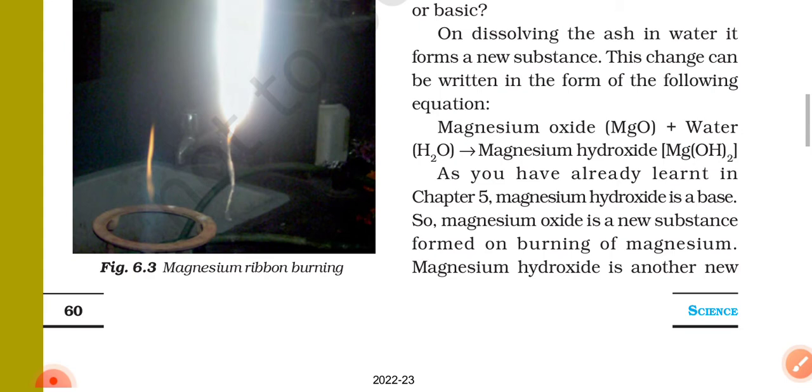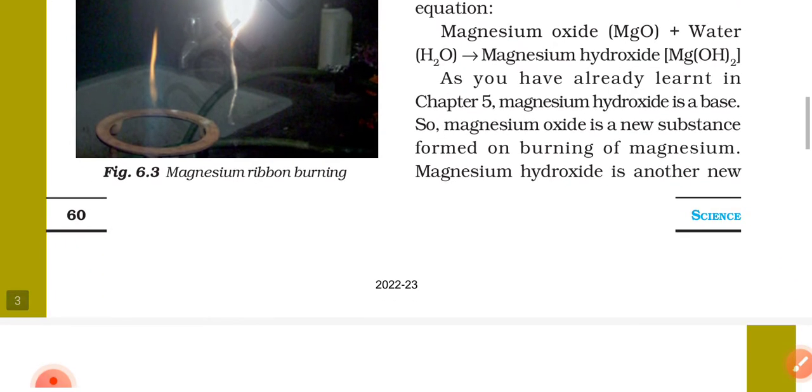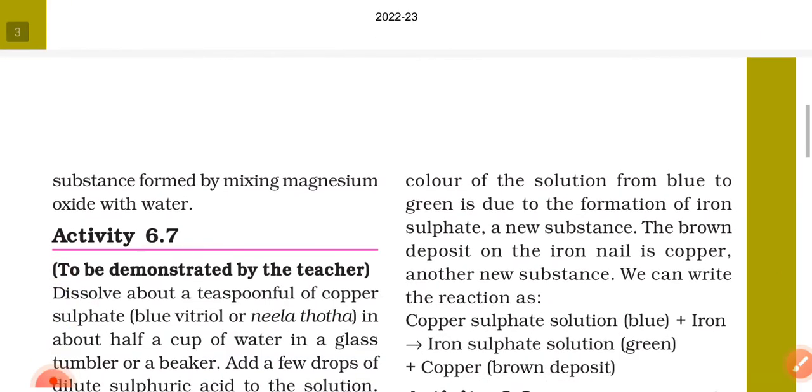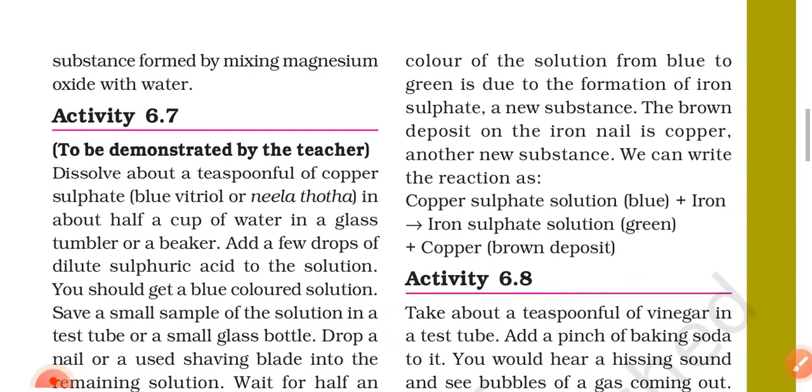So magnesium oxide is a new substance formed on burning of magnesium. Magnesium hydroxide is another new substance formed by mixing magnesium oxide with water. Activity 6.7, to be demonstrated by the teacher.